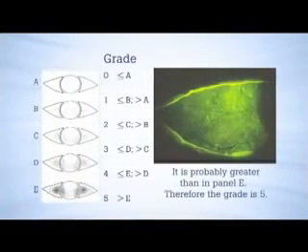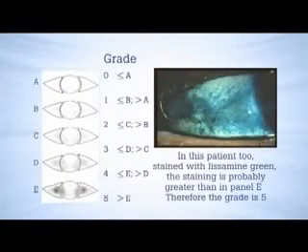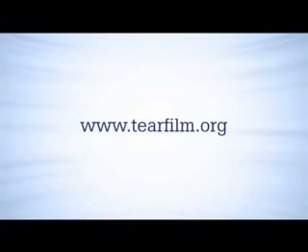In this patient, conjunctival staining is greater than panel C, greater than panel D, and probably greater than panel E. Therefore, the grade is 5. In this patient, too, stained with lissamine green, conjunctival staining is probably greater than panel E. Therefore, the grade is 5. More information can be found on the TFOS website.